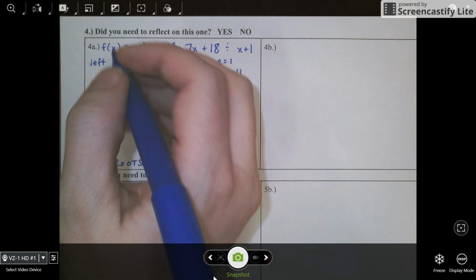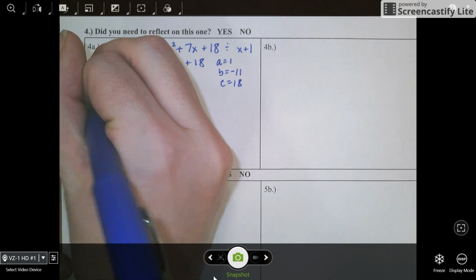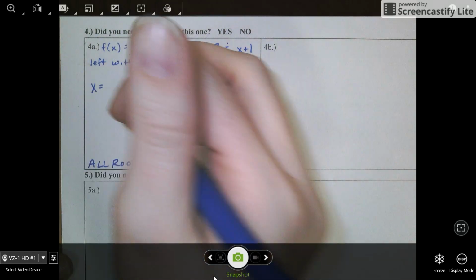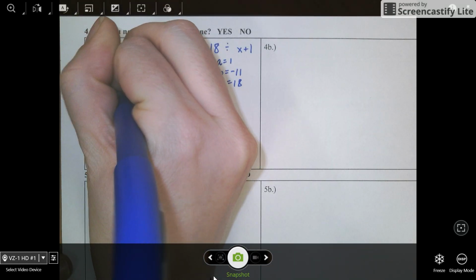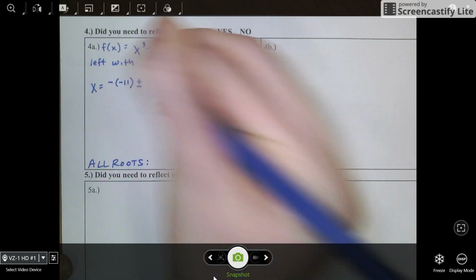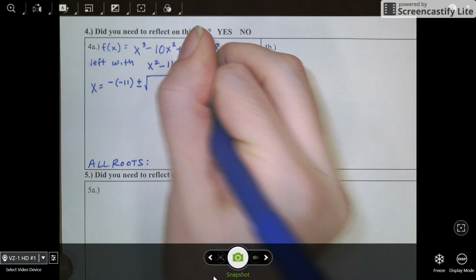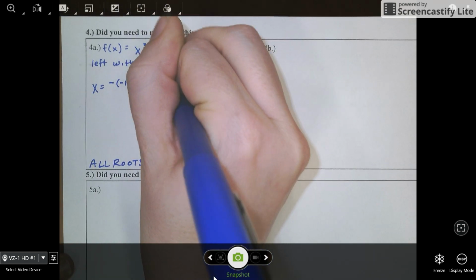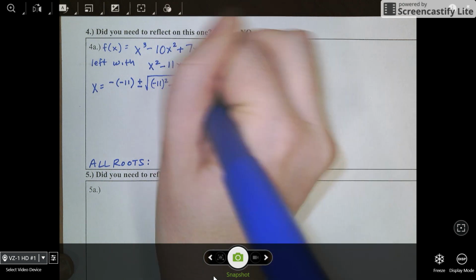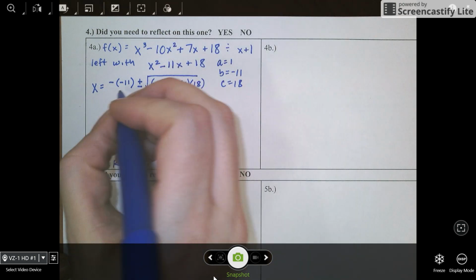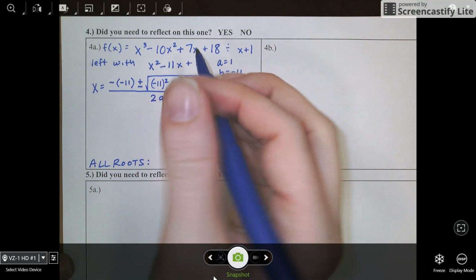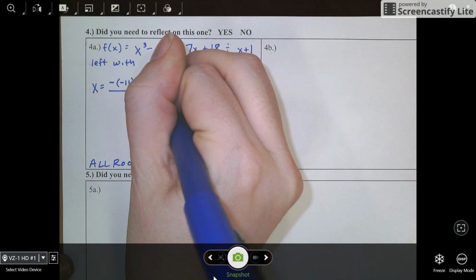Okay, so I'm going to put this into the formula, and the formula is on the back of your bookmark that has the perfect squares on it, and we've also put the formula in multiple other notes. So I'm going to sub in the opposite of negative 11, plus and minus, negative 11 squared minus 4 times 1 times 18. And all of this is over 2a. And our a is 1, so I can just sub that in.